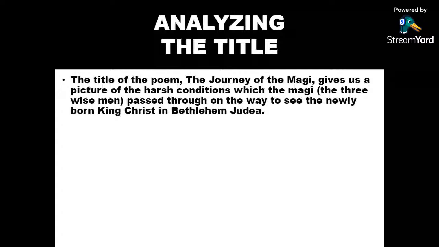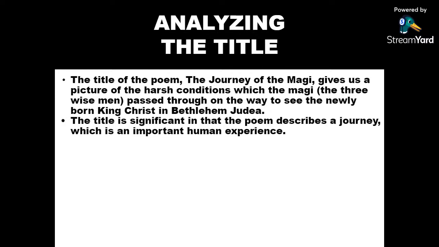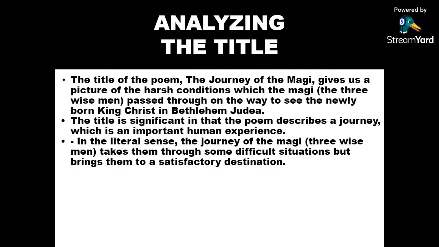Now, analyzing the title, let's look at the title of the poem. The title of the poem, Journey of the Magi, gives us a picture of the harsh conditions which the Magi, that is, the three wise men, passed through on their way to see the newly born King Christ in Bethlehem, Judea. The title is significant in that the poem describes a journey which is an important human experience. In the literal sense, the journey of the Magi takes them through some difficult situations, but brings them to a satisfactory destination.